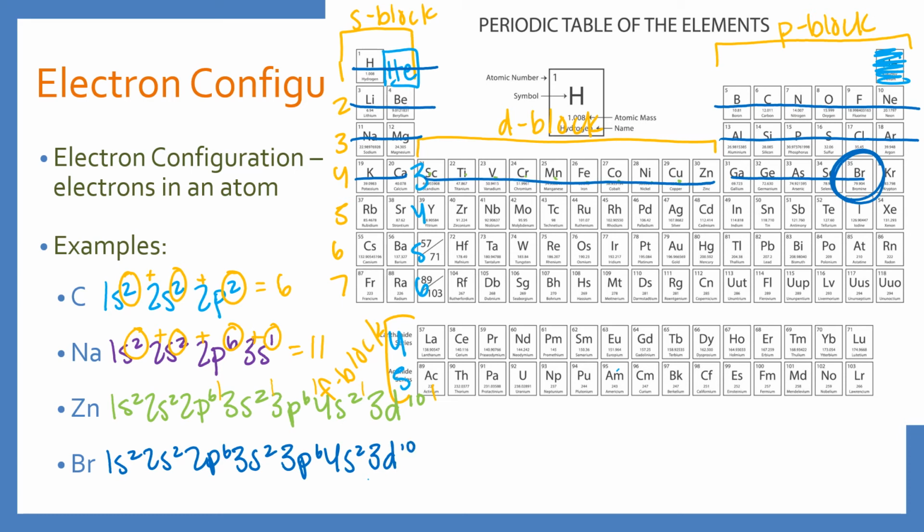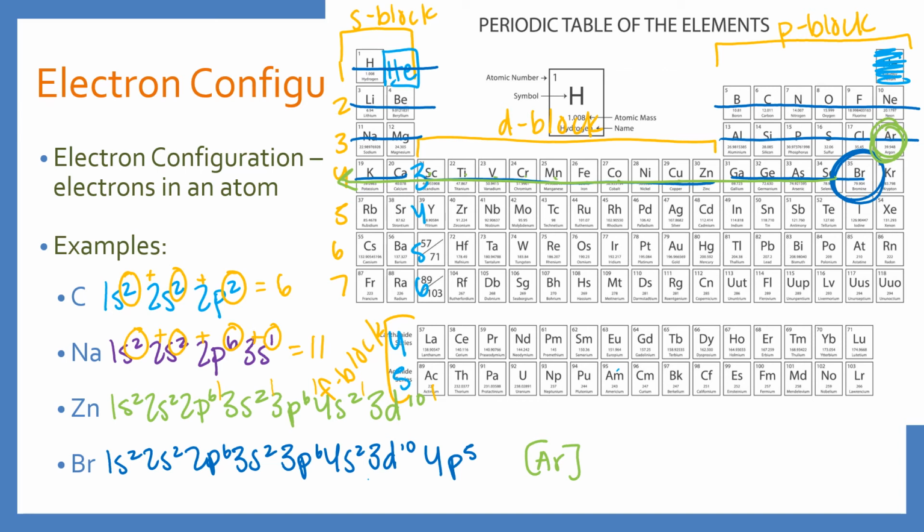And then tack on the 4p5, sorry. And that's the electron configuration for bromine. Now there is a shorthand way of writing out some of these longer electron configurations, and it's called the noble gas configuration. In order to do the noble gas configuration, you backtrack to the noble gas that was before your element, write that out in brackets, and then add on everything that comes after that.